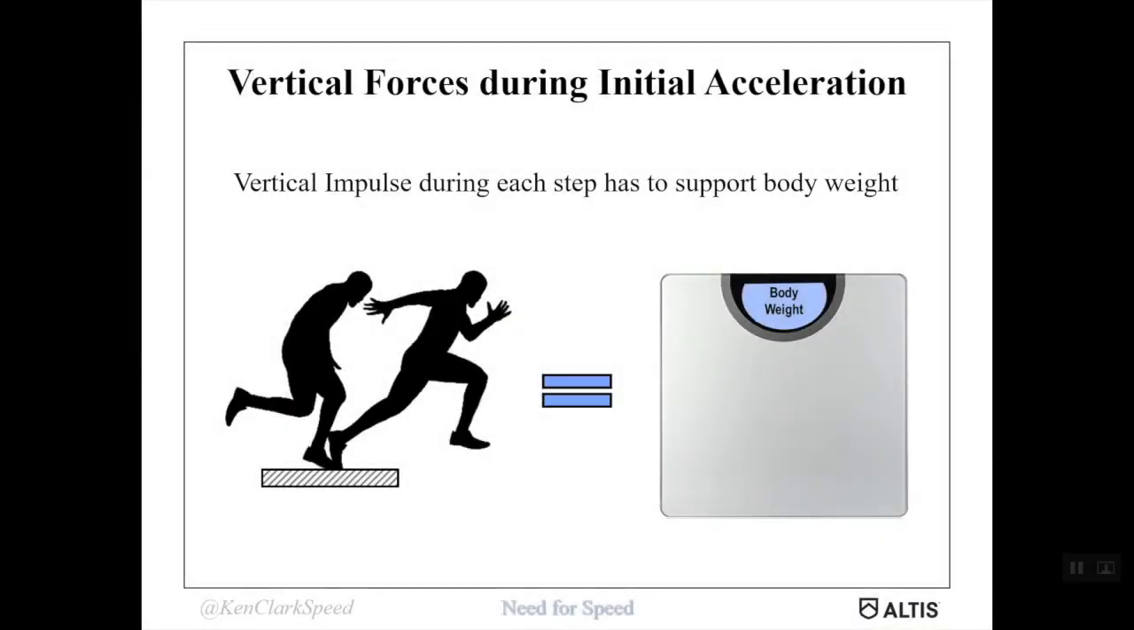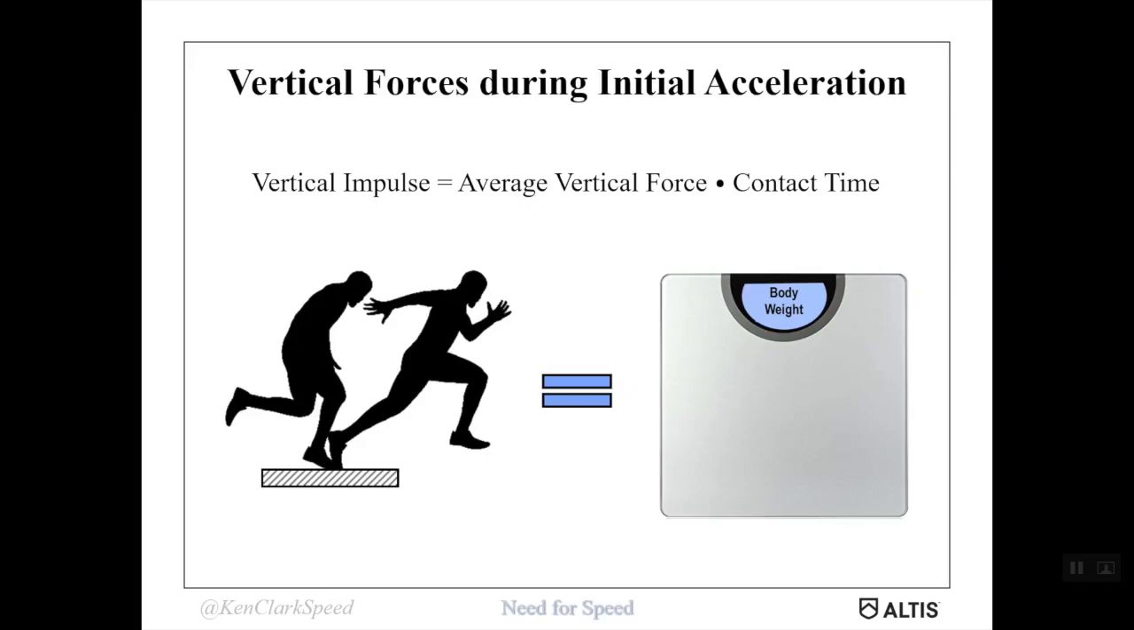If we also look at vertical forces during the course of initial acceleration, it's important to know that vertical impulse during each step has to support body weight to keep the runner upright and transitioning to an upright body posture. And again, impulse is force times time, or the area under the force-time curve. So vertical impulse is equivalent to the average vertical force applied during the ground contact times the ground contact time.